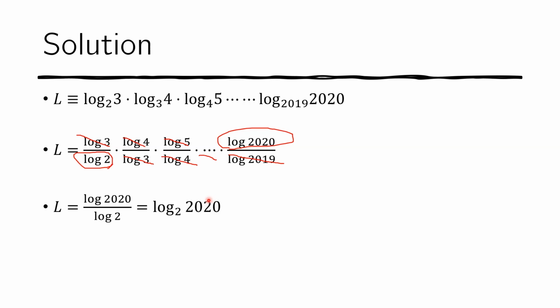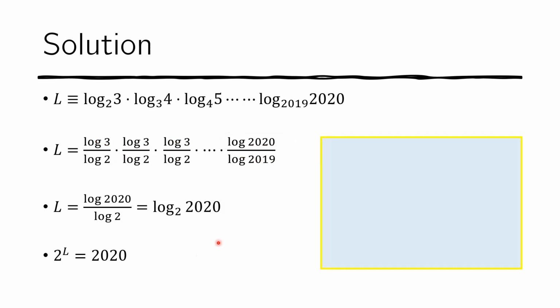And then we can write this. This is equivalent to this expression, which is 2 to the L exponent equals 2020. And now we notice the following. We notice that 2 to the 10 is 1024. Then we have 2 to the L is 2020. And 2 to the 11 is actually 2048.